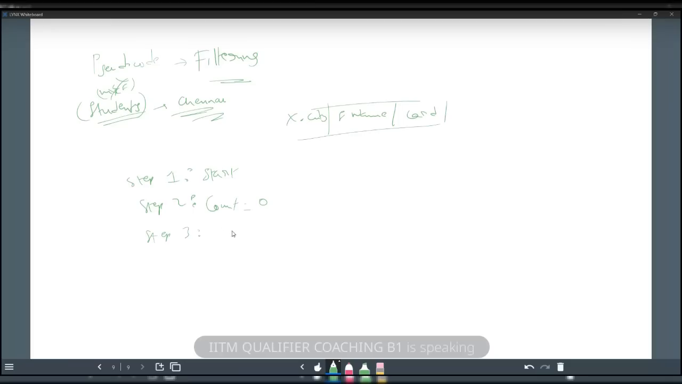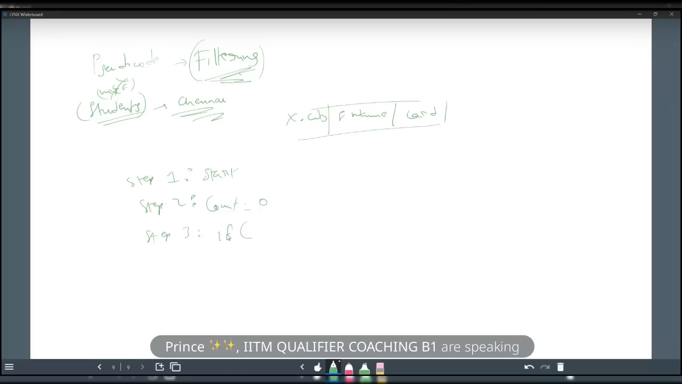And the third step is that we need to check here. This is where the term filtering appears. We use the word filtering with pseudocode, and here we use a conditional statement, if, and then we apply the filter. So inside the pseudocode, now we are applying a filter: if x.city is Chennai.